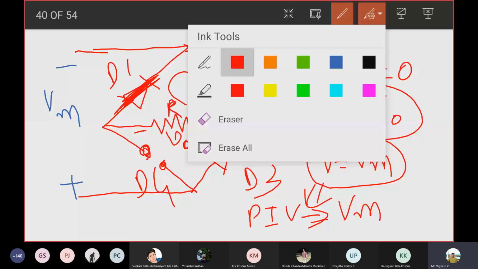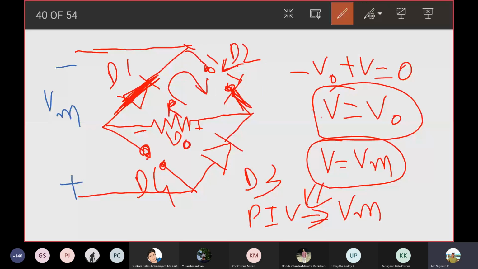I think I made an error here. Let me write it all over again. Okay. Can you tell me what is V naught here? I'll first write what is V naught. V naught equals Vm, right?